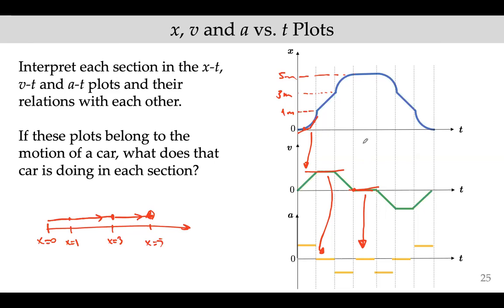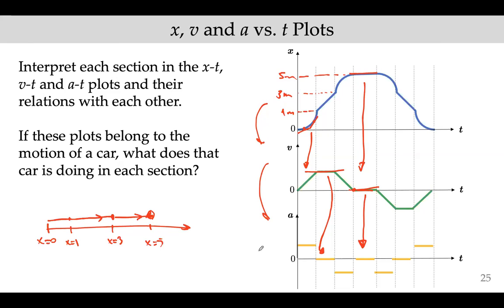Again, you can interpret the velocity from here. The slope is 0, so the change in x, the change in position, is 0, so the velocity should be 0. So the slope in the xt graph gives you the vt graph, the velocity, and the slope in the vt graph gives you the acceleration. So you can go from x to v or v to a by just looking at the slope or the change.